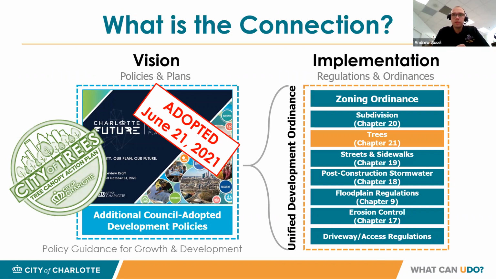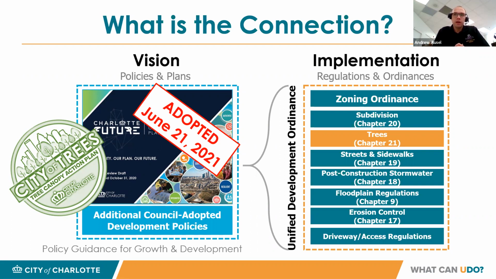And so this is another one of our slides that we can continually come back to, talking about our development regulations as being guided by adopted City Council policy. The Charlotte Future 2040 Comprehensive Plan is our large picture policy for growth and development in Charlotte, and that was adopted in June of 2021. You can see that we've added a little stamp here for the Tree Canopy Action Plan. Just wanted to point out that the Comprehensive Plan had a supplemental stakeholder effort that we went through. It was a 12-month effort. We have some members of that stakeholder committee on this call today to explore tree canopy policies in the Tree Canopy Action Plan.